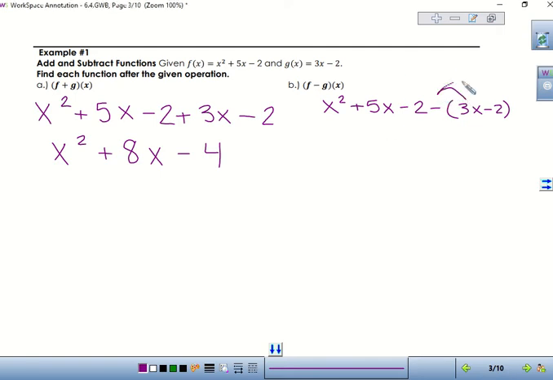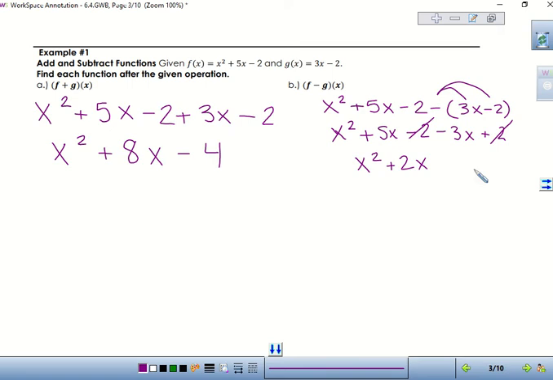So I'm going to have to distribute a negative here. That's going to give me x squared plus 5x minus 2 minus 3x plus 2. And then I just combine like terms. And what's going to happen with the 2's? Cancel out. Very good. So that's the difference between addition and subtraction.